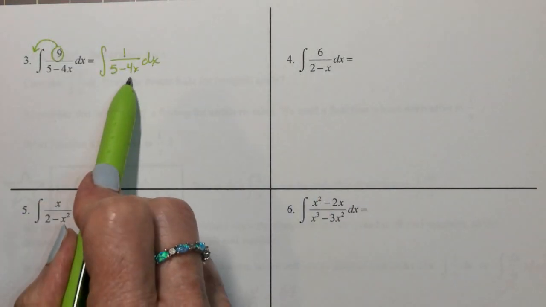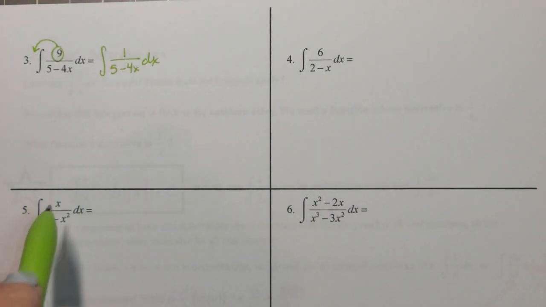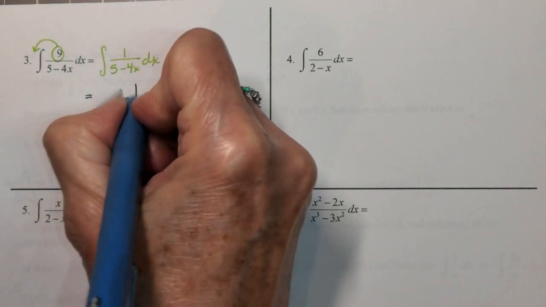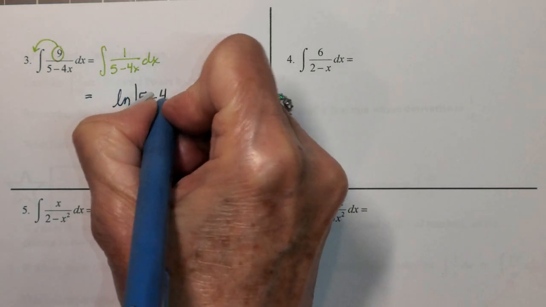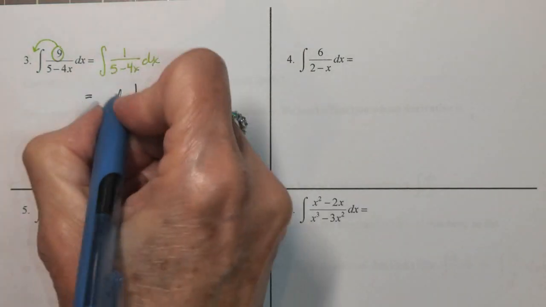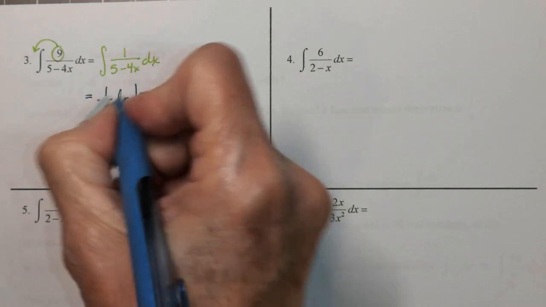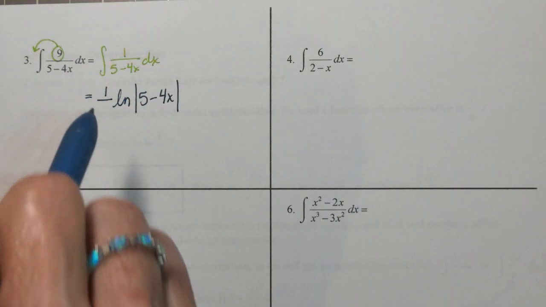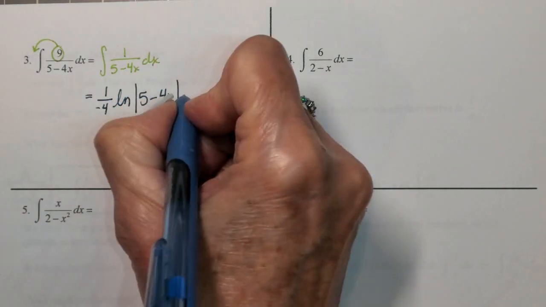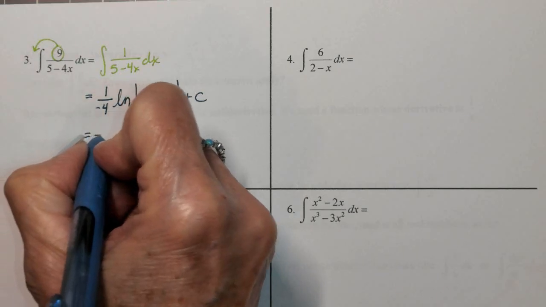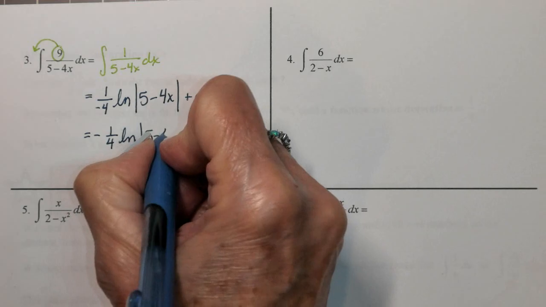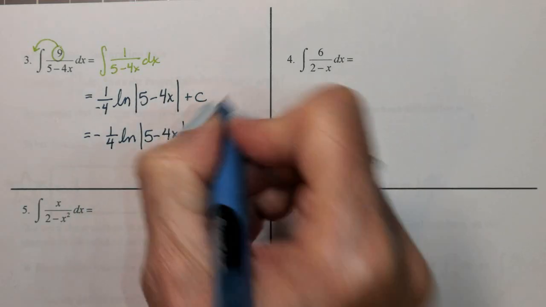Linear denominator, no x is on top. So this will be an ln. This is an ln of the bottom, because the bottom is linear. In front, though, we have 1 over the derivative of the bottom. What is the derivative of the bottom? Negative 4. So this is negative 1/4 ln absolute value 5 minus 4x plus c.